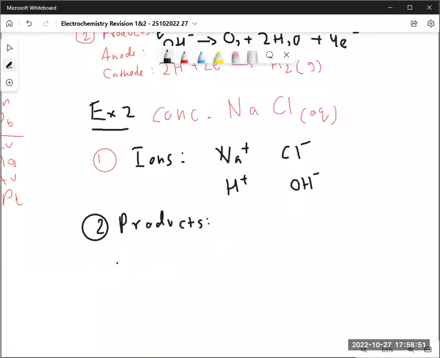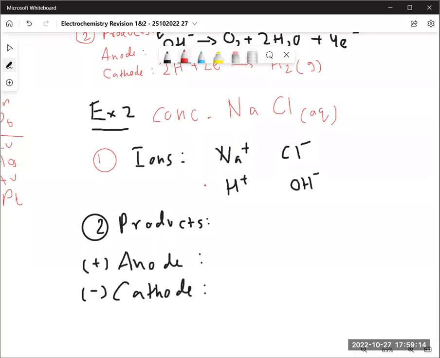Now, what will form at the cathode? Positive or negative ion? So, what will form at the cathode? Positive ions, these guys or these guys? Negative ions? So positive ones. Positive. Now, between Na plus and H plus, which will form at the cathode?